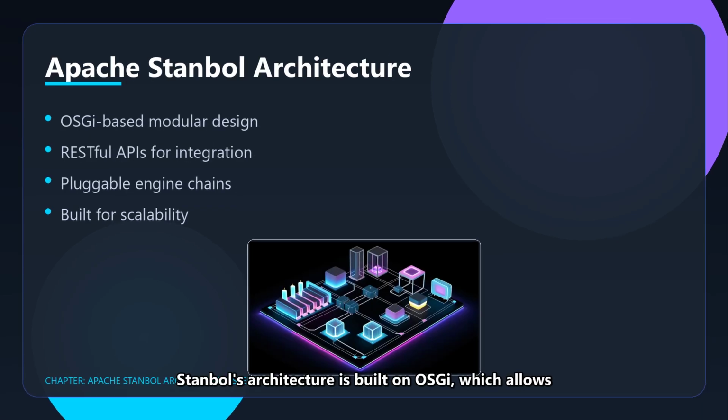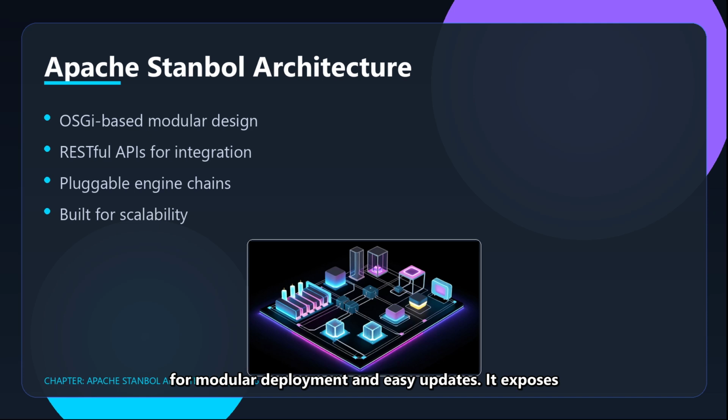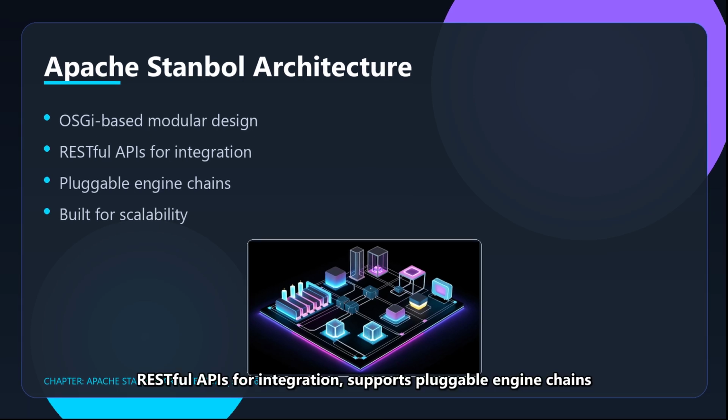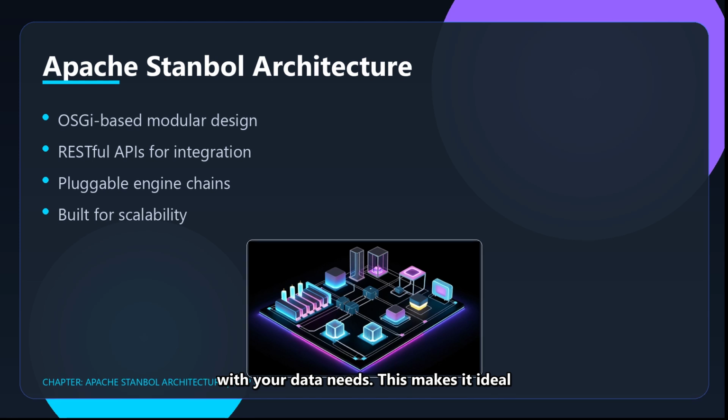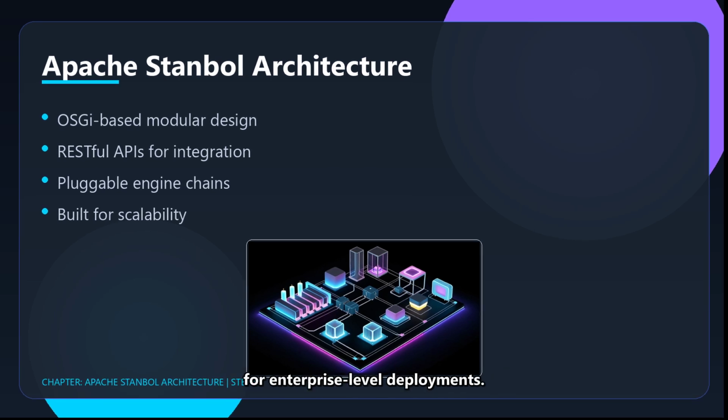Stanbol's architecture is built on OSGi, which allows for modular deployment and easy updates. It exposes RESTful APIs for integration, supports pluggable engine chains for custom workflows, and is designed to scale with your data needs. This makes it ideal for enterprise-level deployments.